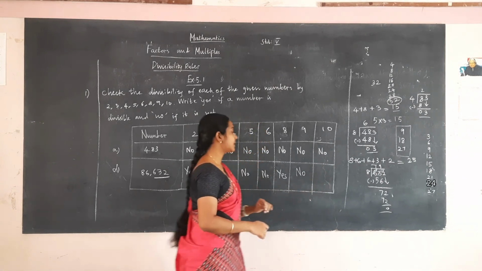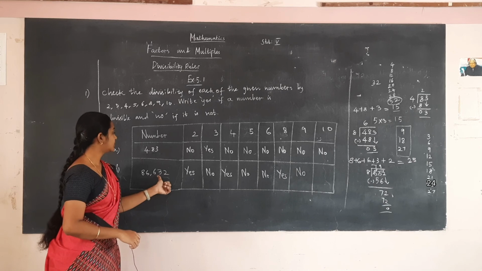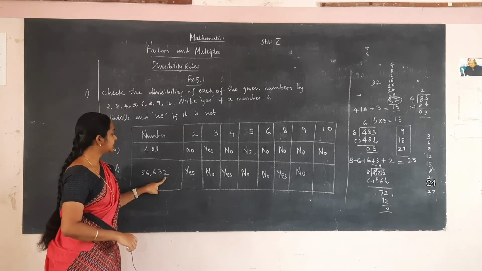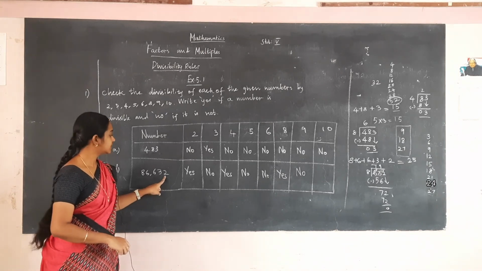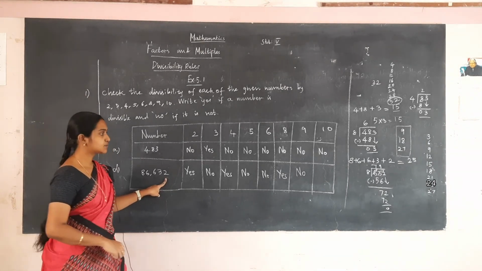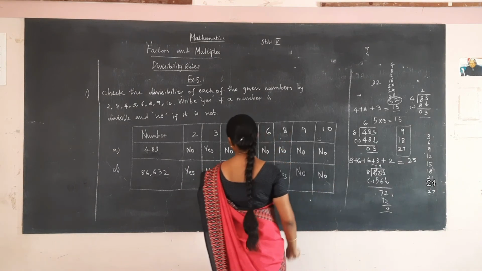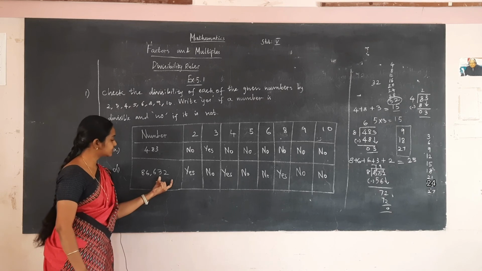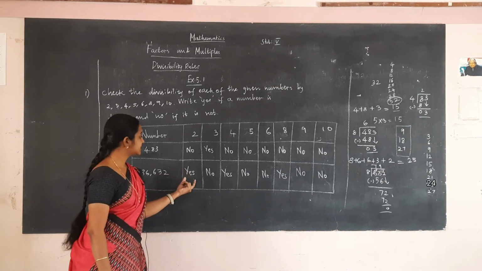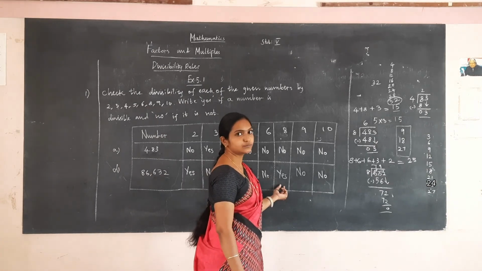Next, divisibility rule for number 10. Look at the number in the units place. The number should be 0. Here the number is 2. So the number is not divisible. So write no. So the number 86,632 is divisible by 2, 4 and 8 alone.